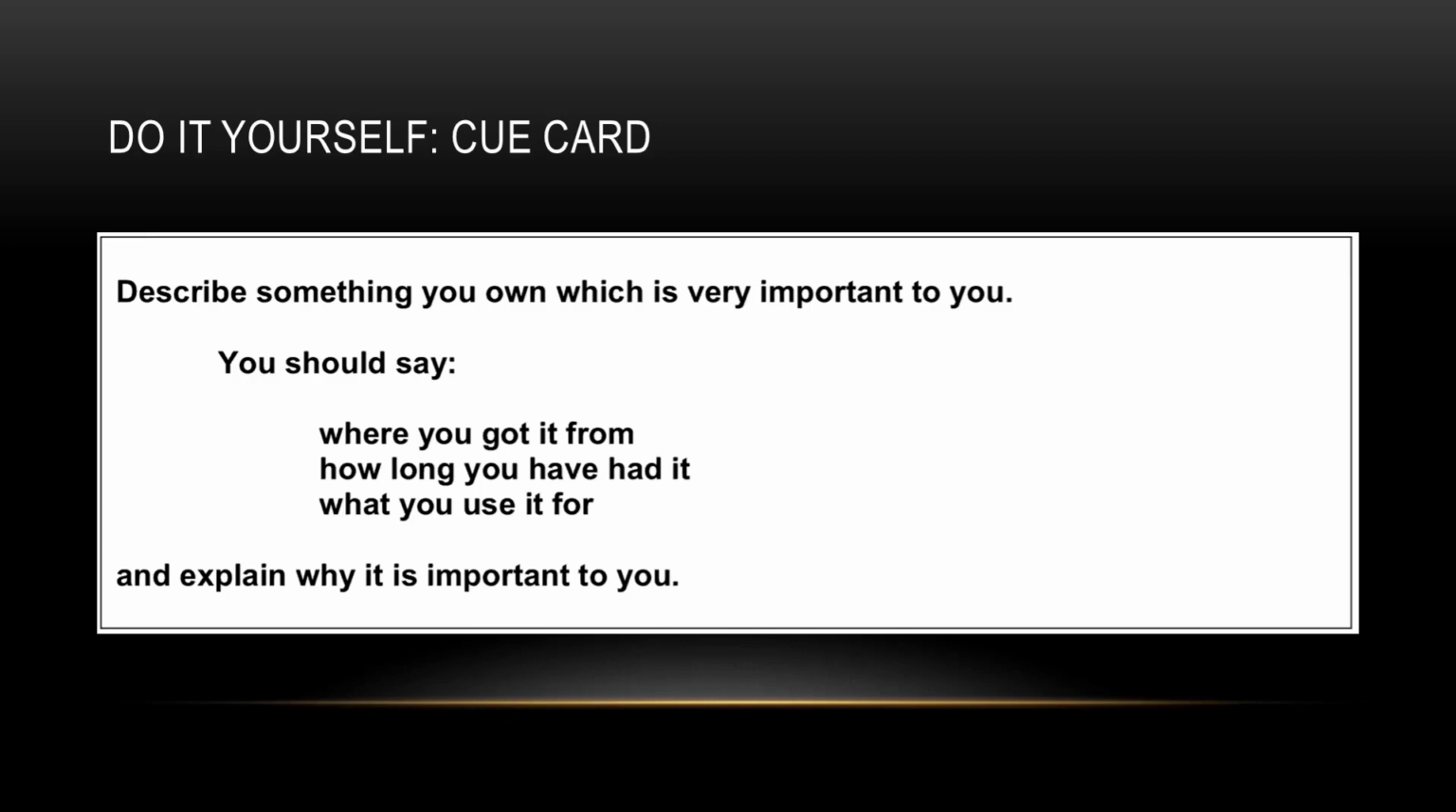Lastly, do it yourself. This is a sample cue card. Describe something you own which is very important to you. It might be a laptop, mobile, computer, any other thing, and you should say where you got it from, how long you have had it, what you use it for, and explain why it is important to you. So it may come from a different angle, a different way, but you can also follow this approach.